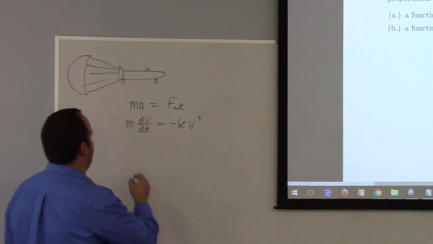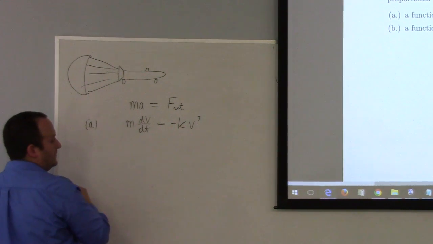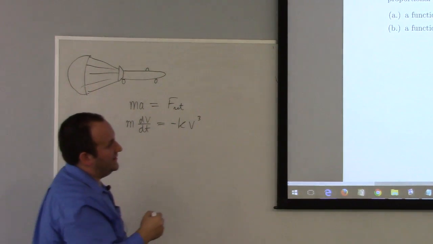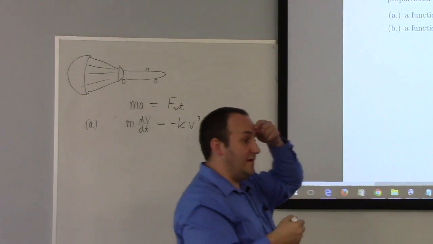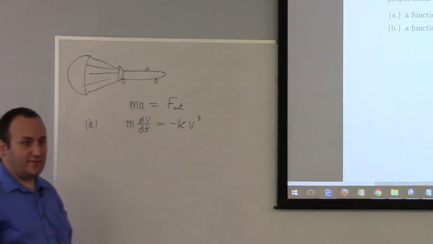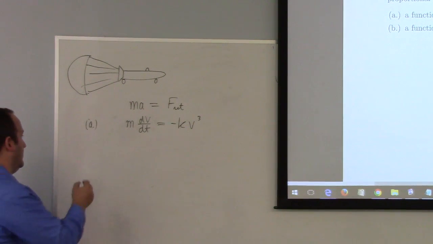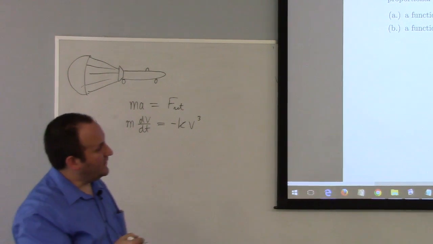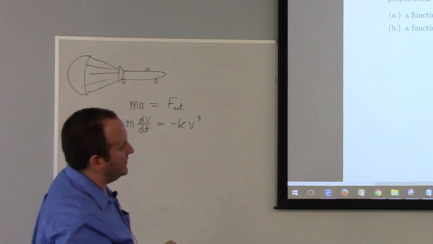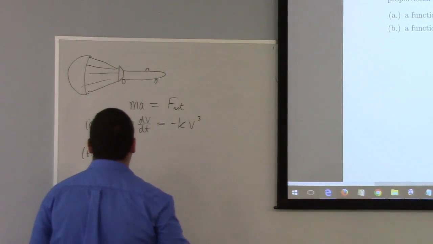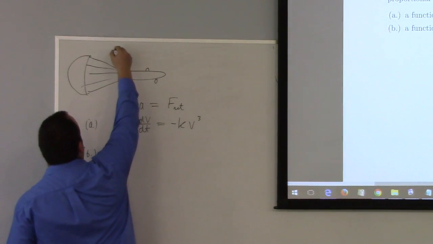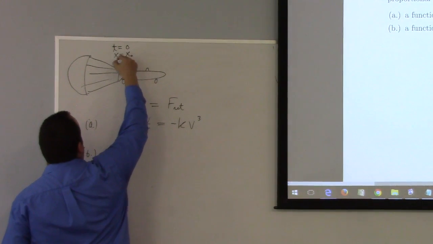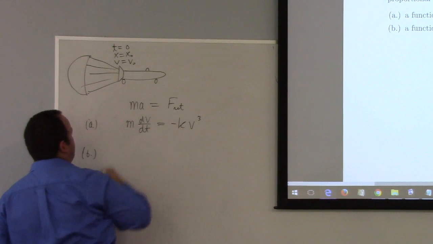So you solve this for part A. Your answer should involve v naught, right? At time 0, we have velocity v naught. And then for part B, you're supposed to find the velocity as a function of x, right? So at t equals 0, we have x equals x naught, and v equals v naught, okay?